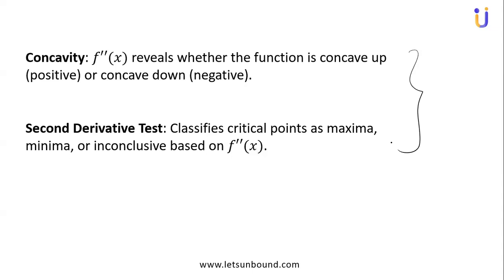f double dash of x reveals whether the function is concave up. If you get a positive value over an interval, over that interval it's concave up. If you get a negative, it's concave down. Here we will use the sign chart for f double dash. And the second derivative test, again to find the local extrema. Here we will find critical points, and then we will find f double dash of x. Then we will plug in those critical points. If you get a positive thing, it's a minima. And if it's a negative thing, it's a maxima.